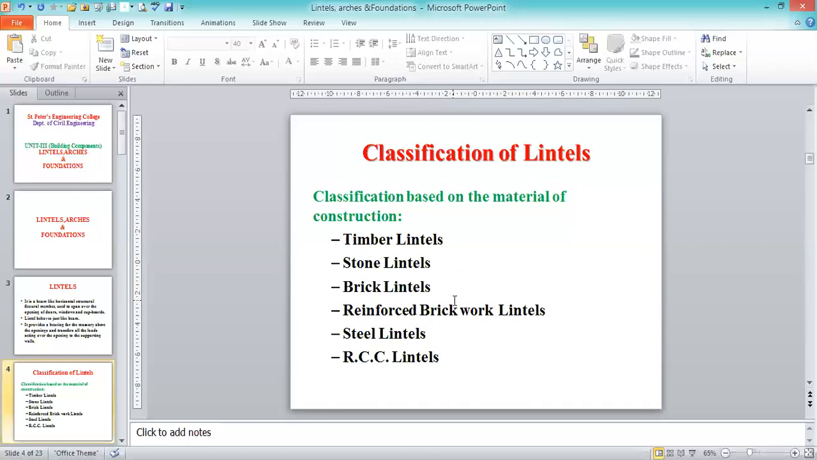Reinforced brickwork lintels, steel lintels, and RCC lintels can be used for heavy constructions, such as multi-story buildings, multi-story apartments or high-rise buildings, where we use steel or RCC lintels. So this is a brief review of the classification of lintels.